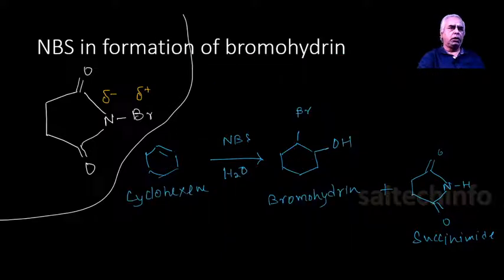And the NBS is also used in the formation of bromohydrin. That is, when hydroxyl group and bromine or any halogen atom are attached next to each other, they are called halohydrin. In this case, bromohydrin. So we can take a cyclohexene, an alkene, when it is subjected to reaction with the NBS in presence of water, we are able to get bromohydrin with the formation of succinimide as a byproduct.